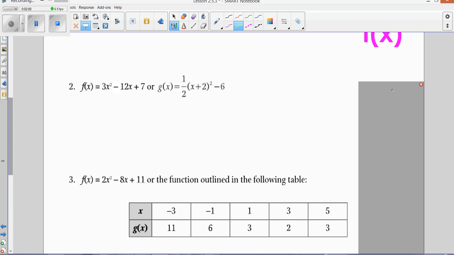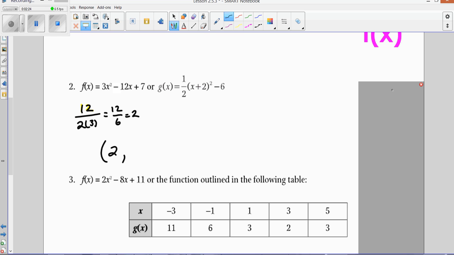Now this function, you're going to actually have to plug into your calculator to figure out your vertex. But for me, all right, what I'm going to do is I'm going to tell you what the vertex is. You're going to go negative b over 2a. So you're going to go 12 over 2 times 3. So you're going to get 12 over 6, which is 2. So that's your x value. So your x value is 2.